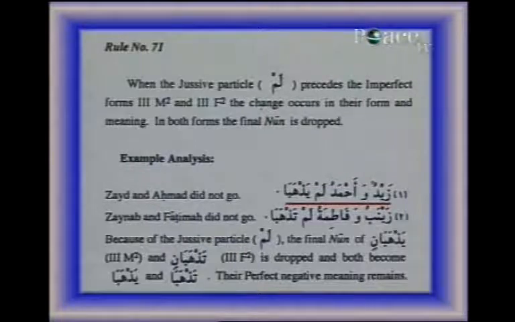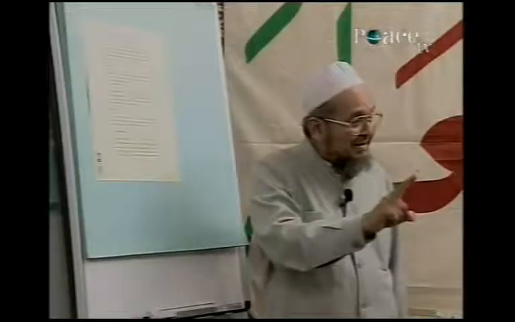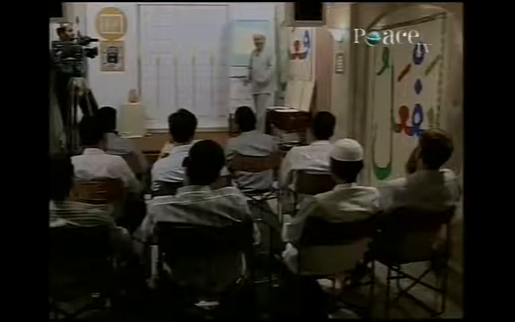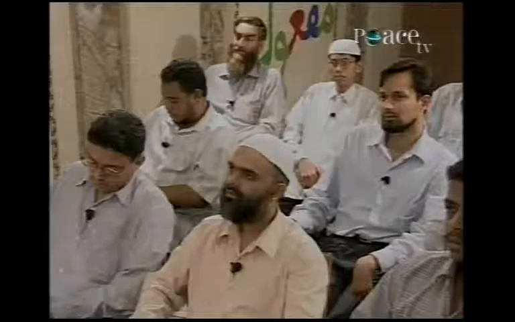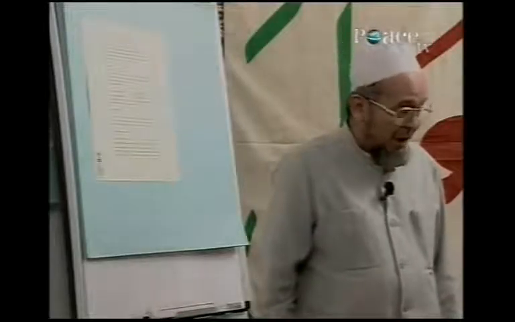Zaidun wa Ahmadu lam yadhhaba. Zaid and Ahmad both did not go. Now here please note that when we say yadhhaba, the alif should be retained. Otherwise it will cause confusion. This alif will shout at the top of its voice, I am here representing my dual. My noon is knocked out because of the effect of the jussive particles, but I am here to raise my hand to show you that I am dual. So please translate me as dual.